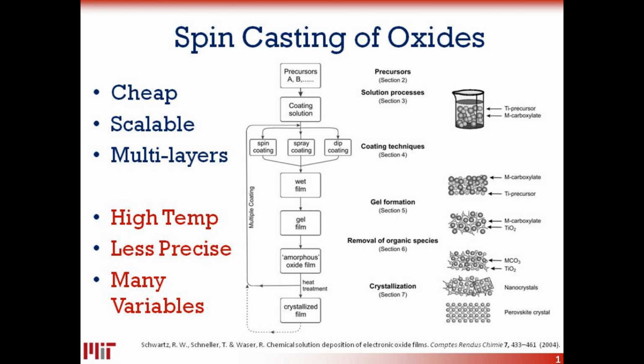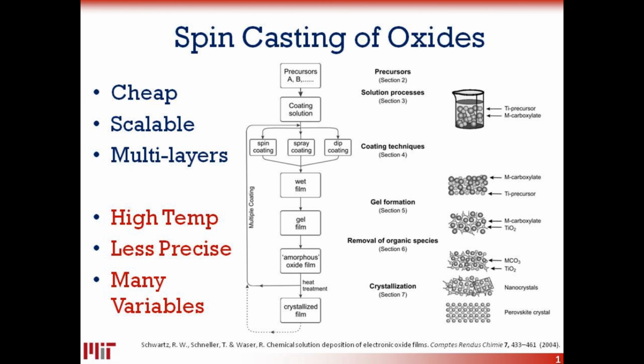So then you're left with a quote-unquote amorphous oxide film. So you have this mix of oxygen ions and metal cations still in your film, and then you can either go back and coat more for thicker films, or alternatively you can go to a crystallization step and finish crystallizing your film.